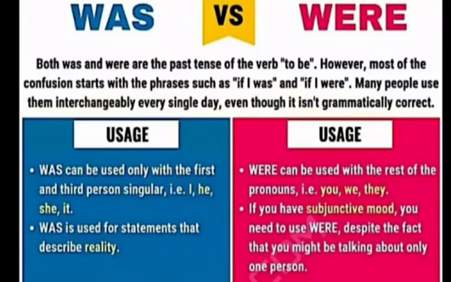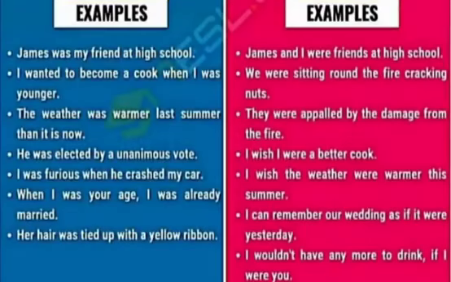Okay, if you have the subjunctive mood, you need to use were, despite the fact that you might be talking about only one person. So, was we should use with first person and third person singular, and were we can use with first, second, third person plural. What is singular and plural? Singular means only one person is mentioned. Plural means two or more persons.